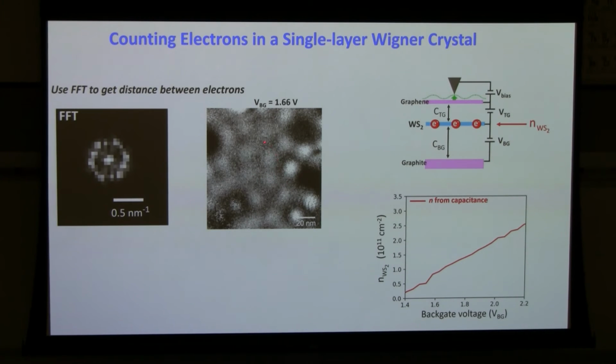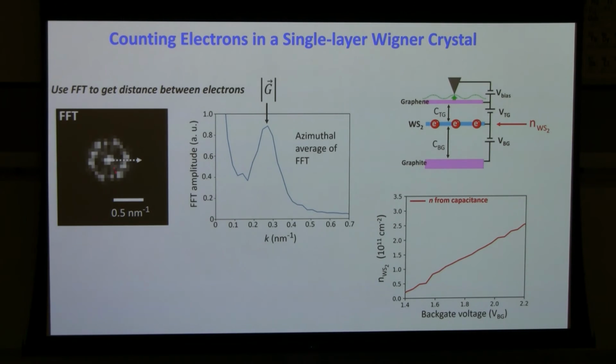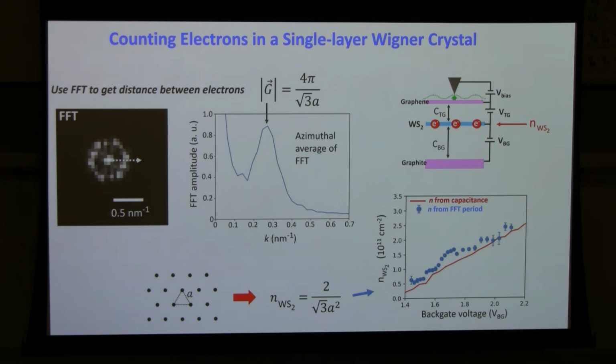To count those bumps, what we did was we took a Fourier transform, and we get this ring, because there's some disorder there. But if we do an angular average of that ring, we see a little peak here, which is the average reciprocal lattice vector. And we can do a little bit of trigonometry to get the density. Then we can do this analysis for each of our images, and we get these blue dots. Those blue dots are the electron densities that we get from counting those bumps. And you can see that those blue dots are pretty close to the red line.